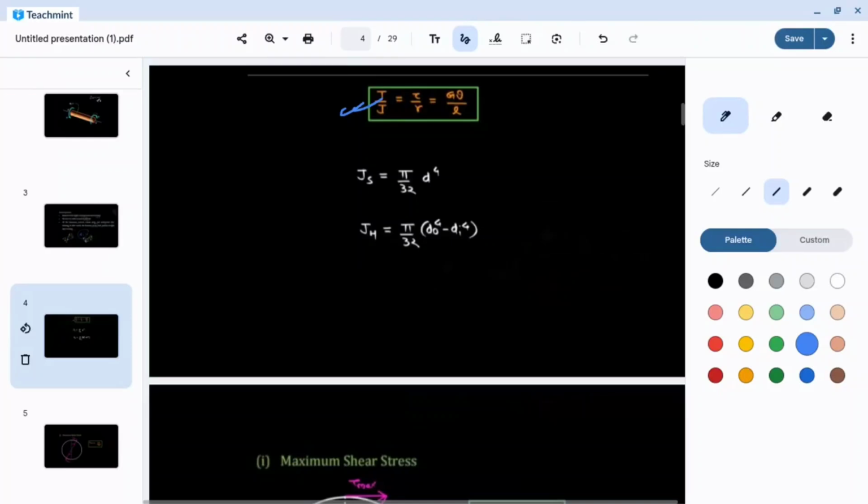T by Z is equal to tau by R is equal to G theta by L. Suppose I take a circle cross-section, this is the center O, and my radius is R.